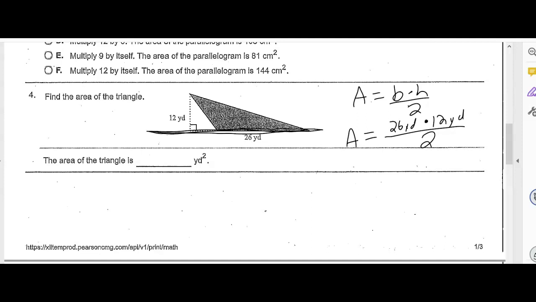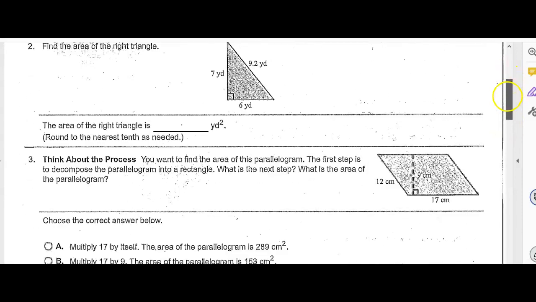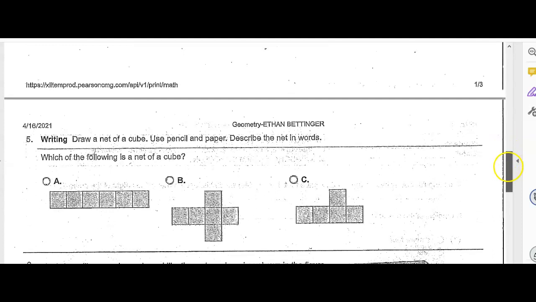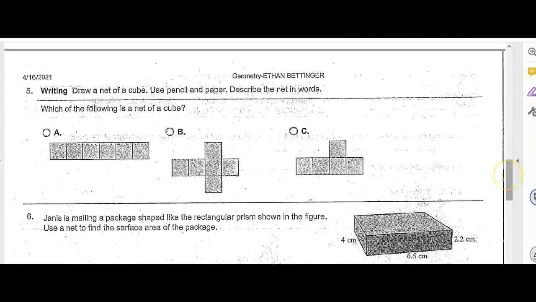Did someone get an answer? What was your answer? Beckham. 156 yards squared. Is everyone okay with that? All right. Nice job. Well, let's go ahead and move on to question number 5. All right, question number 5.